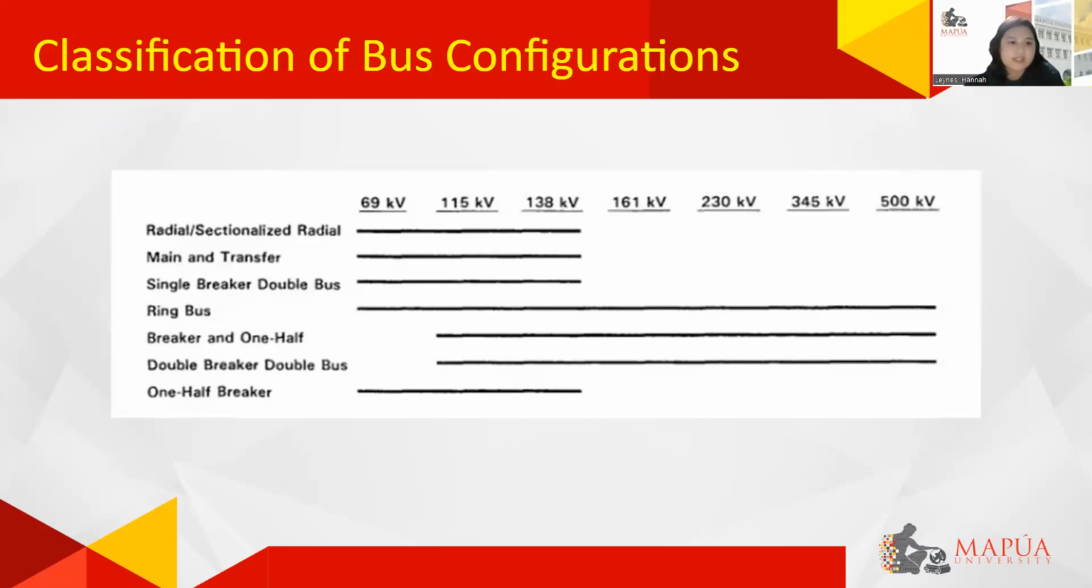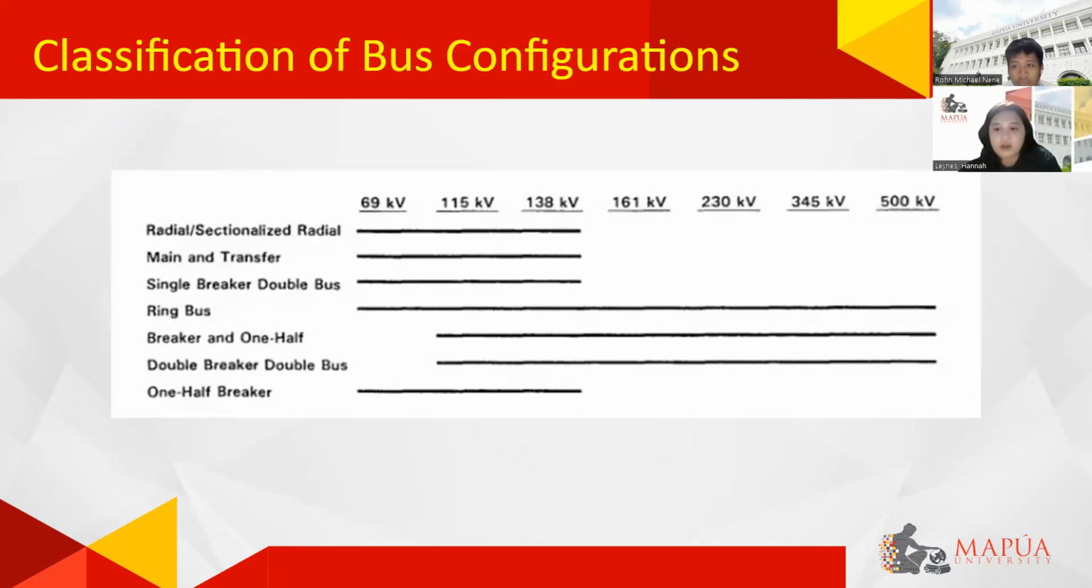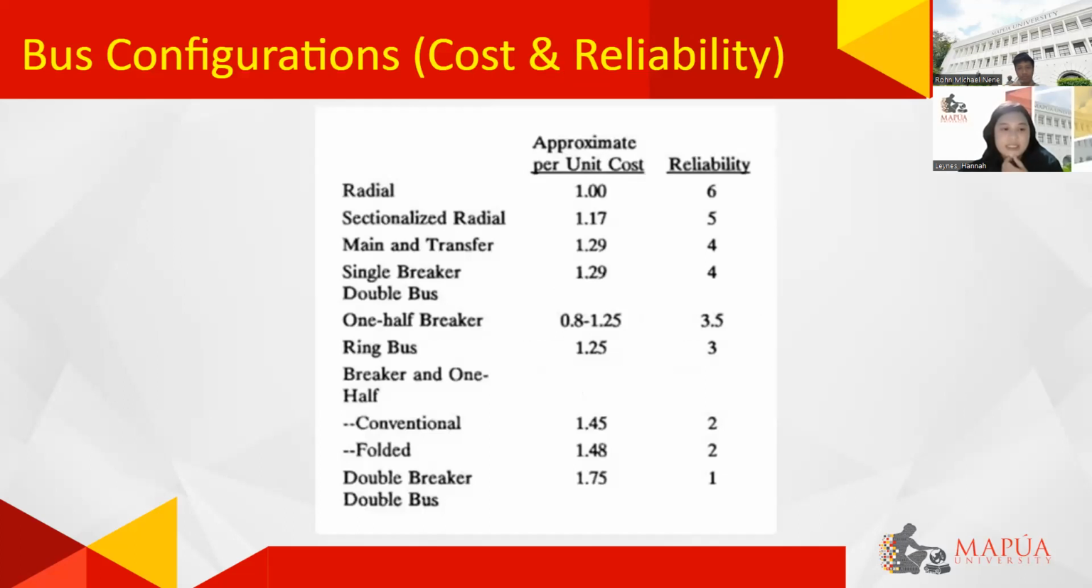So here are the classifications of bus configurations. From the figure above, according to the bus configurations, certain bus layouts in the list of standard or popular bus configurations are typically disregarded when considering them for a particular substation. So the bus assigned to our group is bus 7, and the bus schemes that will be considered in this project are breaker and 1/2, double breaker double bus, and the ring bus, since it is in the 230 kilovolt range.